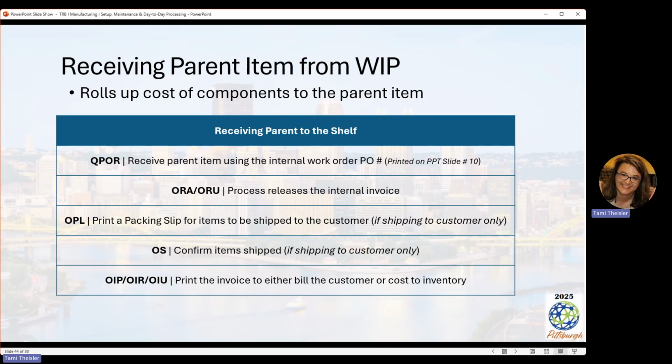On PowerPoint slide 10, we showed that internal work order that got created for us to receive the product in-house. We will then ORA, ORU and process the release of the internal invoice. A packing slip is created for the items to be shipped to the customer if we're shipping to the customer. Also, we'll OS or confirm items that get shipped to the customer, and then OIP, OIR, ORU run and print the invoice to either bill the customer or cost the merchandise to our shelf inventory.